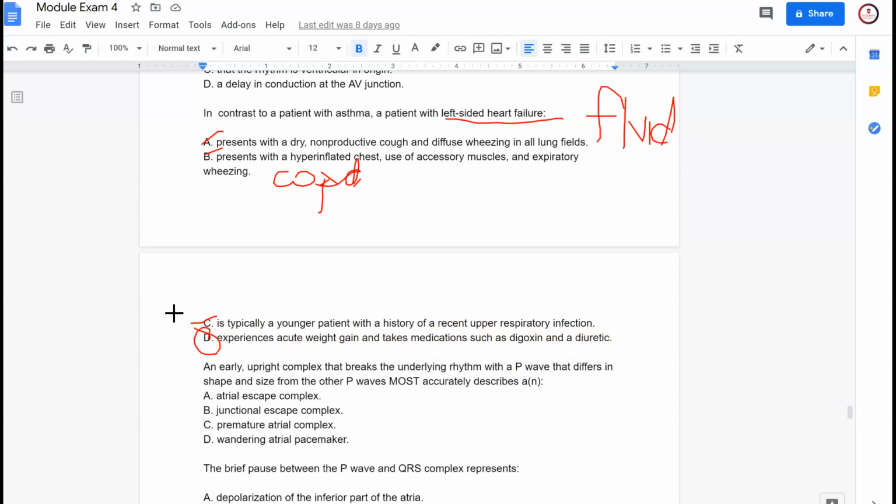That sounds right. An early upright complex that breaks the underlying rhythm with a P wave that differs in shape and size from other P waves is most accurately described as, all right, so we have a P wave, so it means it's coming from the atria, right? So it's not a junctional escape complex. An atrial escape complex is not really a thing. Wandering atrial pacemaker is three different P waves, right? And it doesn't break up the underlying rhythm. It is an underlying rhythm. So your answer here is a premature atrial complex.